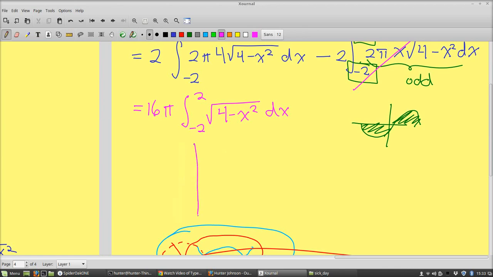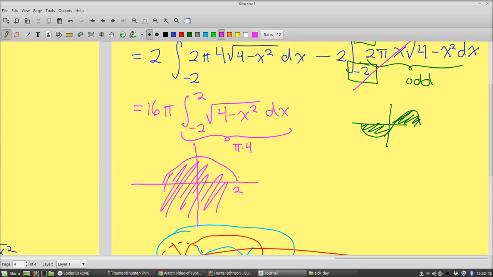But we can just do it geometrically, because what is this talking about? It's talking about the upper part of a circle of radius 2. So I know just from basic geometry that pi times 4 is the area of the whole circle of radius 2. And then I'll divide it by 2 because this is just the upper semicircle. So the answer to the whole thing is 16 pi times 2 pi, which is 32 pi squared. And I've checked that that's correct.